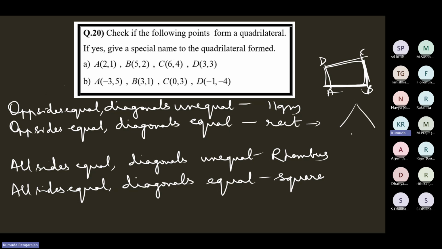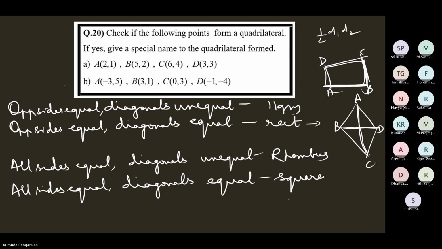Rhombus is half product of diagonals. Area of a rhombus ABCD is half into AC into BD, half into D1 into D2. Square, you know that the area of the square is side into side. So simply AB into BC, side into side.